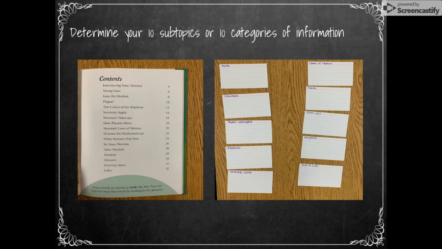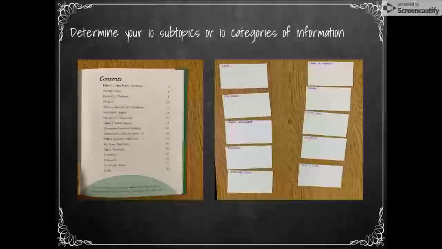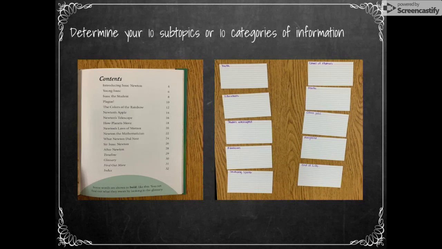How I got mine was I looked at the table of contents in my textbook that I was using, and I took a lot of the main sections and I made those into my subtitles. I did change it a little bit because, one, I don't want to plagiarize, but two, it also made it a little bit more specific than what these titles were saying on the table of contents.